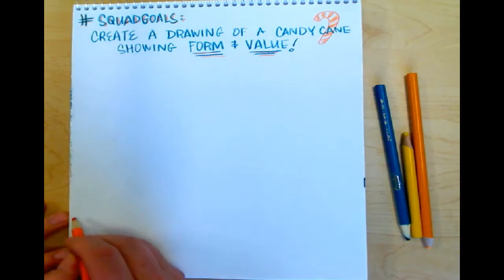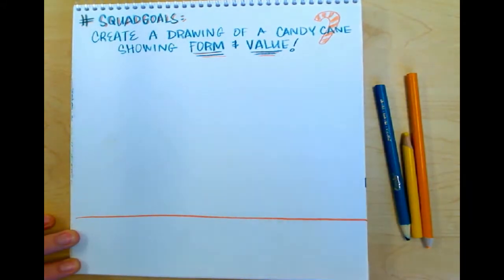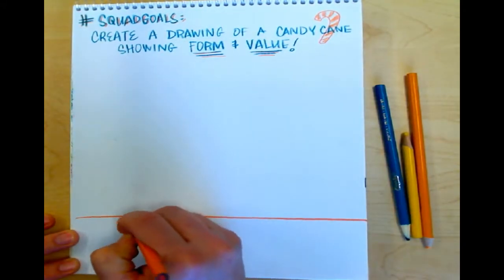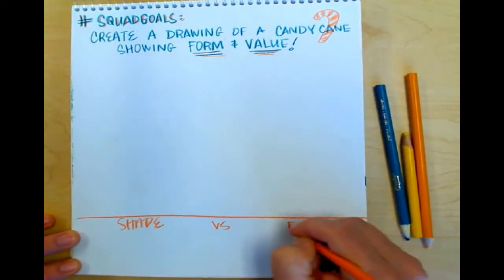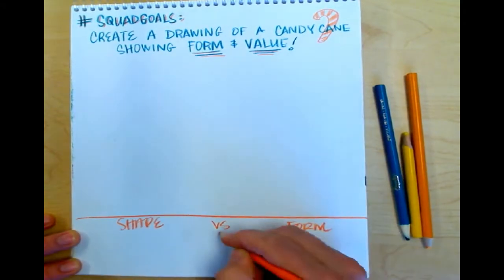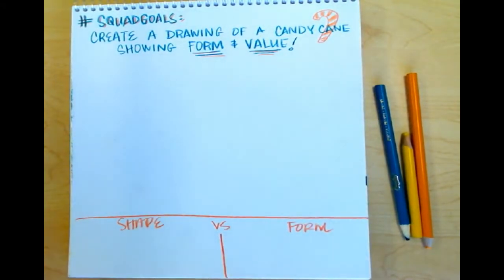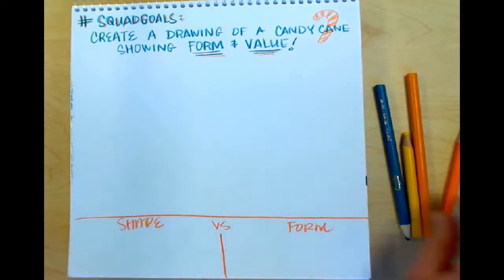So basically, I'm going to draw a line here. You can do the same. I'm going to write shape versus form, and a little line down the middle. So what I need you guys to do is tell me the example of a shape and then the example of a form. Anyone?